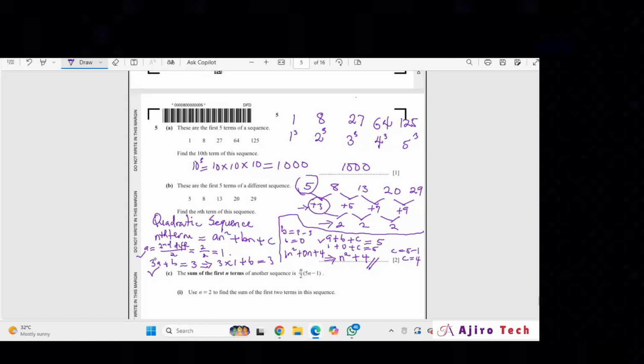So know this first formula says second difference divided by 2. The second formula says 3A plus B equals this 3. The 3 is what? The first difference. Always the first difference. Then if you want to get the C, A plus B plus C equals 5. The 5 there is the first term of the sequence. So it can be another number for you, depending on what you are looking for. Any question, please? Can you hear me, sir?